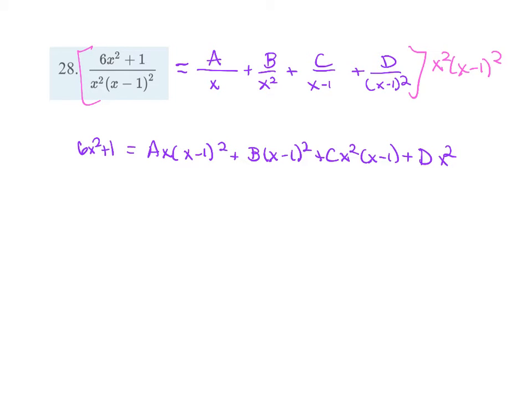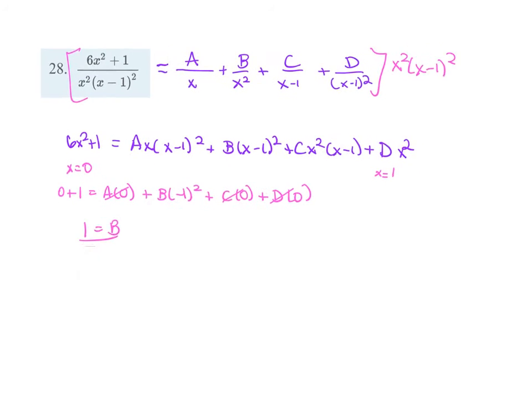Now we want to choose some convenient values. Let's choose x equals 0 first, and then the other one we'll choose is x equals 1. So let's do x equals 0. We'll plug it in: 0 plus 1 equals A times 0 plus B times negative 1 squared plus C times 0 plus D times 0. So now we get 1 equals B.